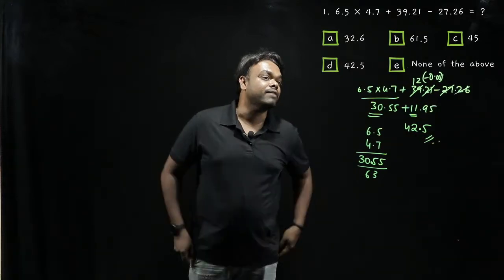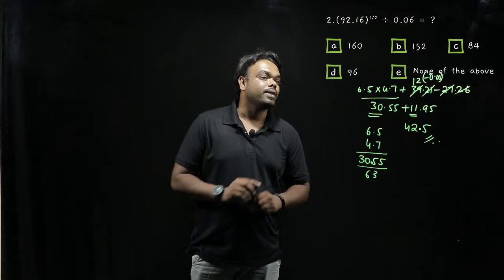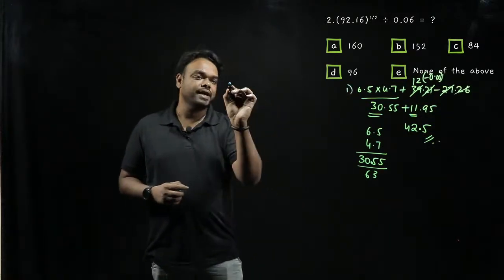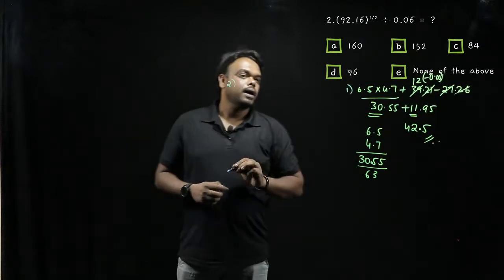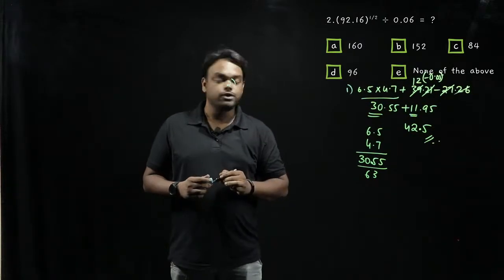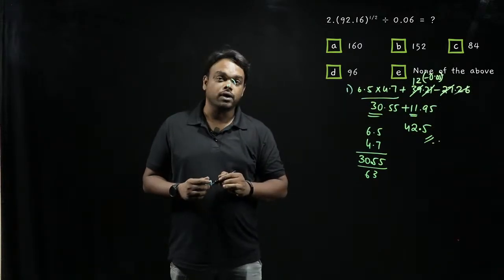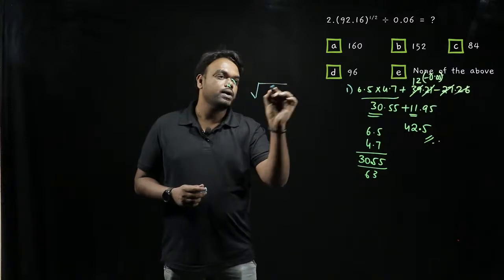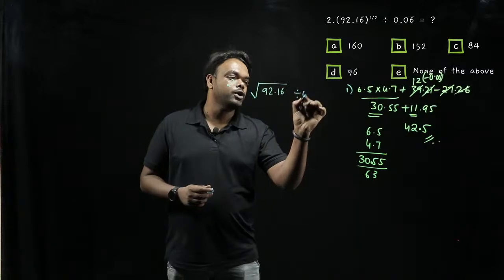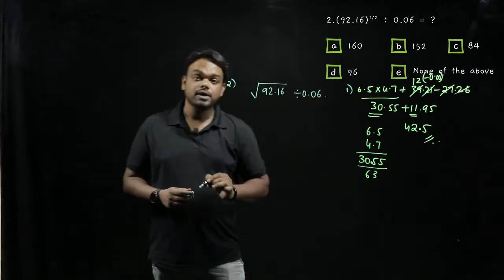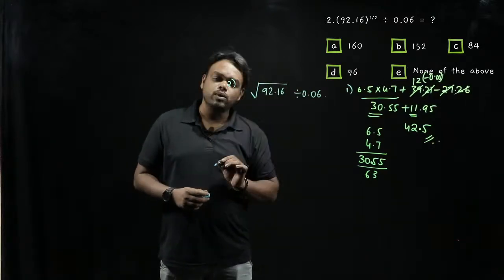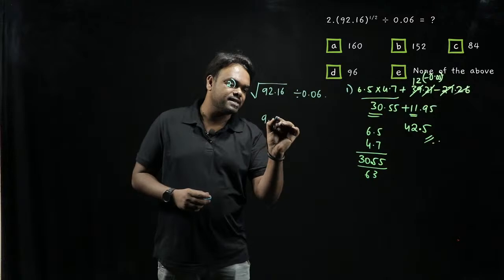Can we go to question number 2? What do we have here? So this was 1, and question number 2: 92.16 whole power 1 by 2 divided by 0.06. Whole power 1 by 2, we already know, is nothing but the root of 92.16, divided by 0.06, right? First you have to calculate the square root of this. 92.16, by looking at this I can directly tell this is just 9.6.